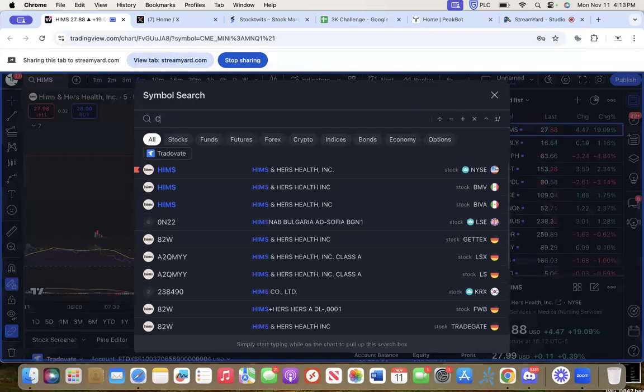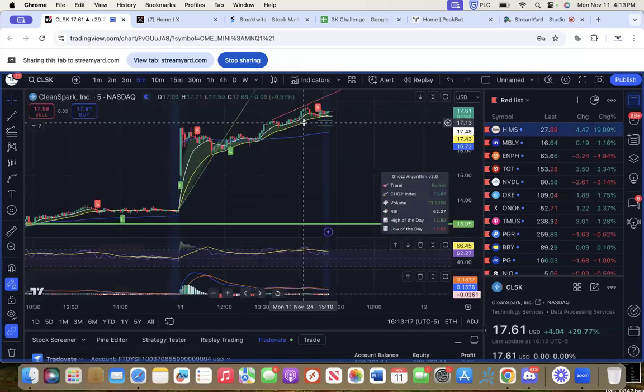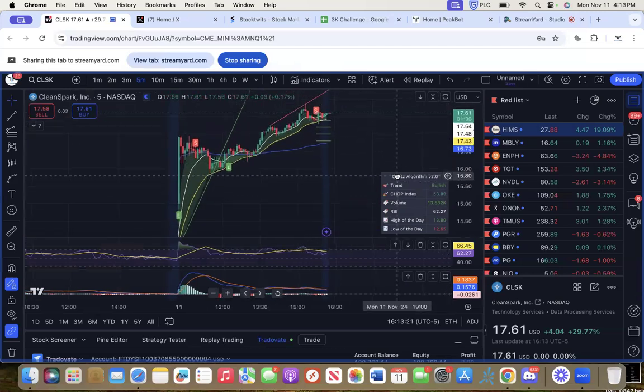We have CLSK. Here is another name that I grabbed. CLSK was an interesting one because, one, it's related to Bitcoin, and Bitcoin's up a lot. Two, this actually just got unhalted after like 4 or 5 trading days. It was halted by NASDAQ. It was requesting additional information based on their warrants increasing in price.